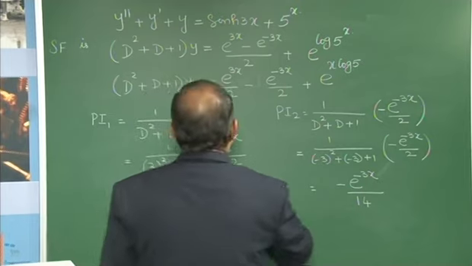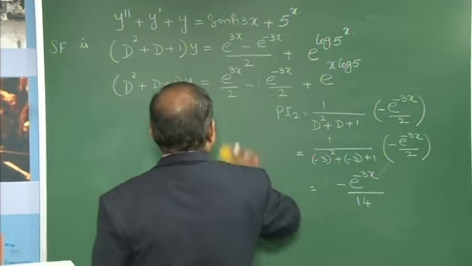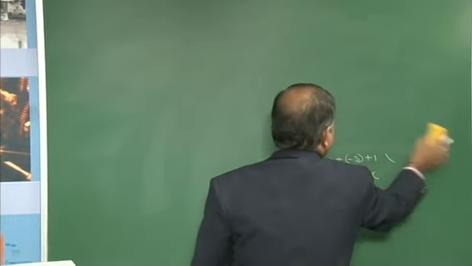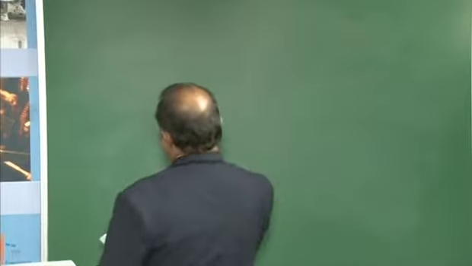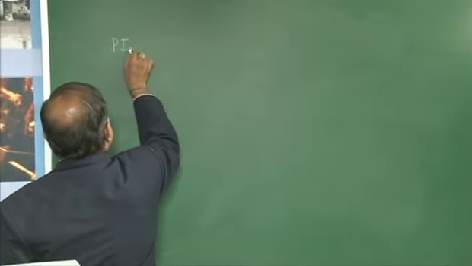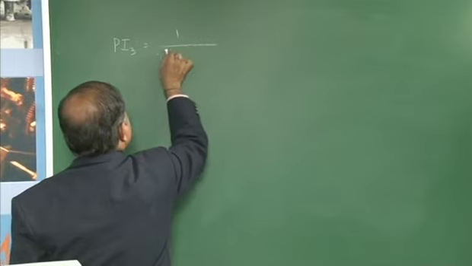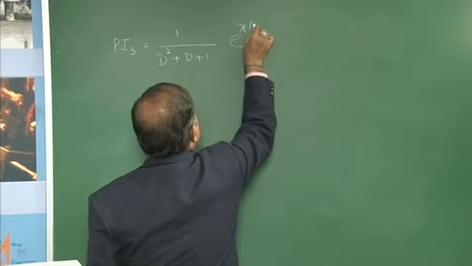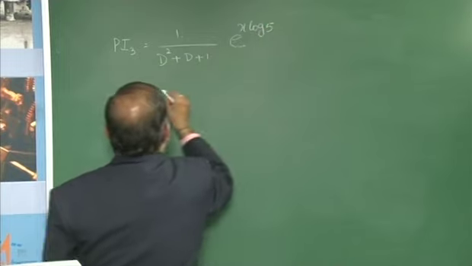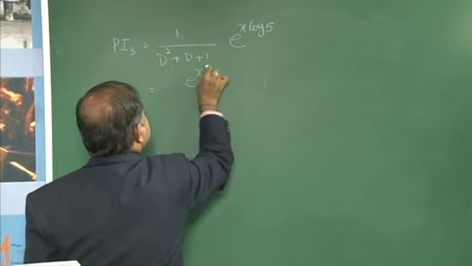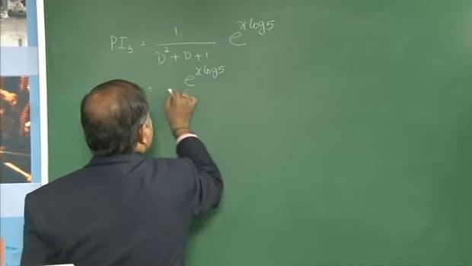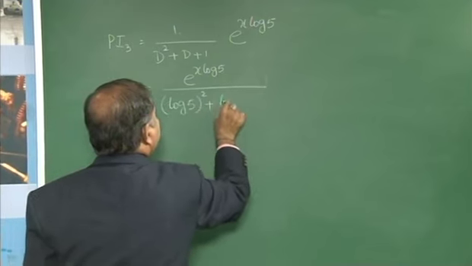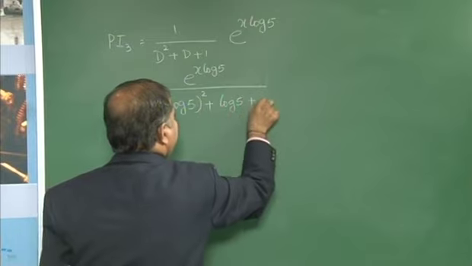What about the third one? Already we have seen, same way, PI3 = 1/(D² + D + 1) e^(x log 5). As I already told, no need of any simplification, simply substitute log 5 instead of D and leave it: e^(x log 5)/((log 5)² + log 5 + 1).